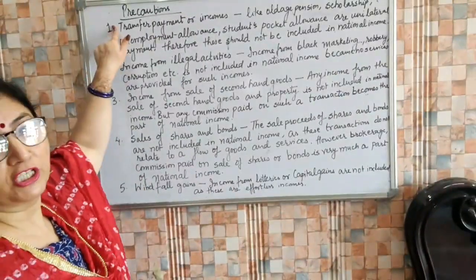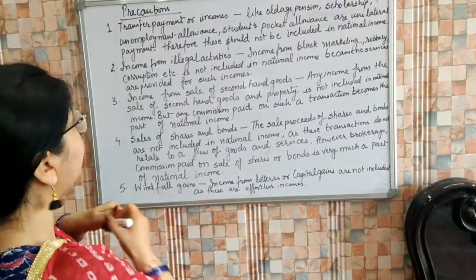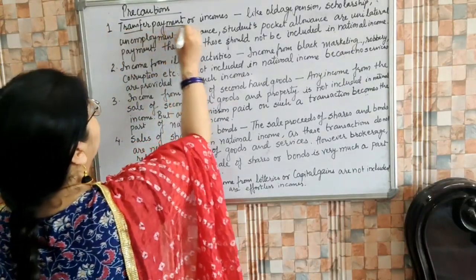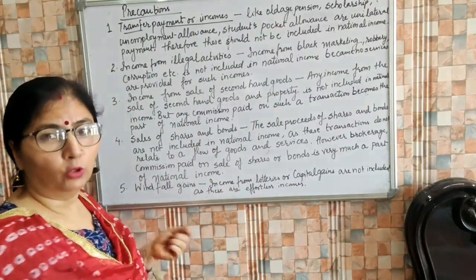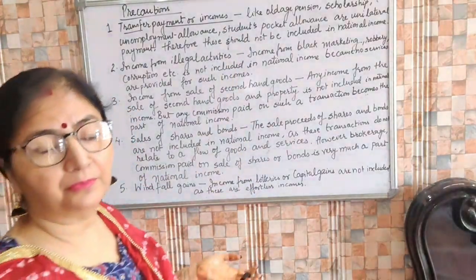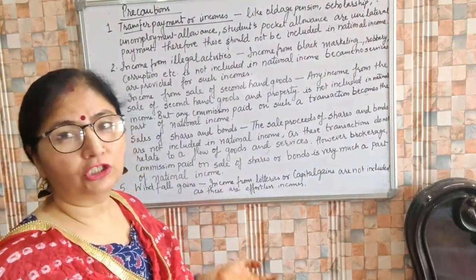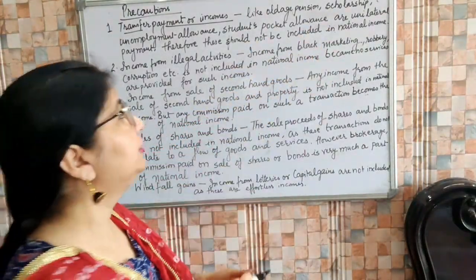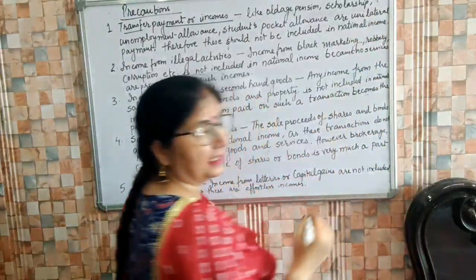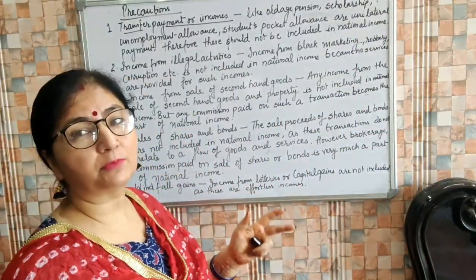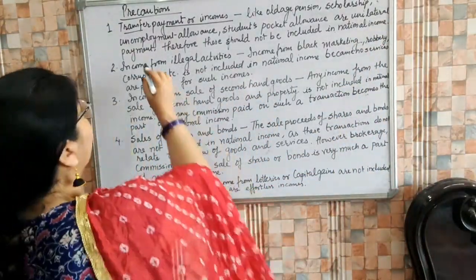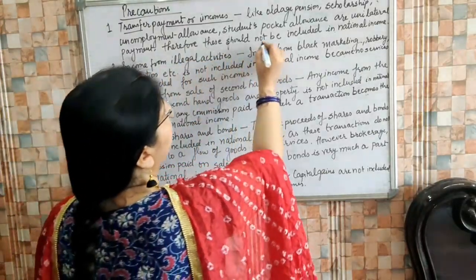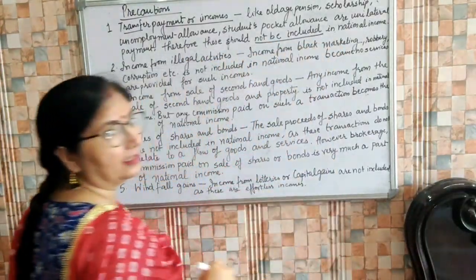अब हम लेते हैं प्रिकॉशंस. ट्रांसफर पेमेंट और इनकम्स लाइक ओल्ड एज पेंशन, स्कॉलरशिप, अनएम्प्लॉयमेंट अलाउंस और द स्टूडेंट्स पॉकेट अलाउंस आर यूनिलेटरल. यूनिलेटरल मीन्स जिसके बदले में हम कोई सर्विसेज प्रोवाइड नहीं करते. Payment, therefore these should not be included in national income.